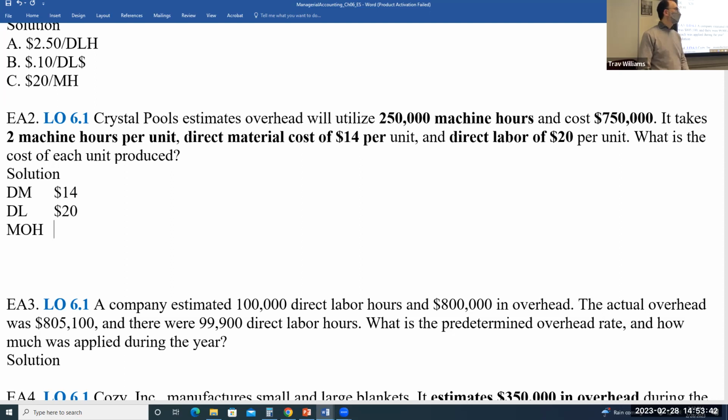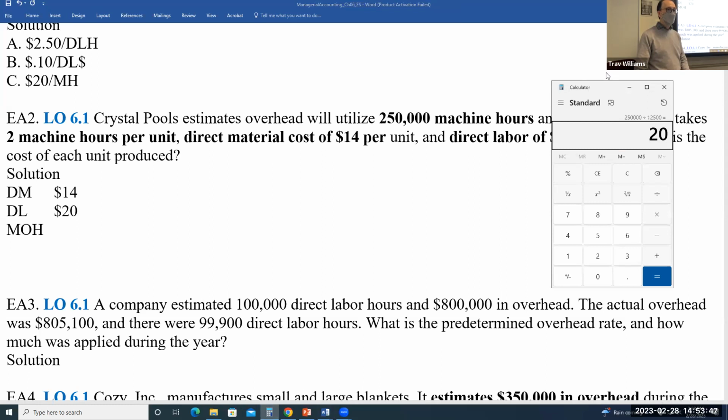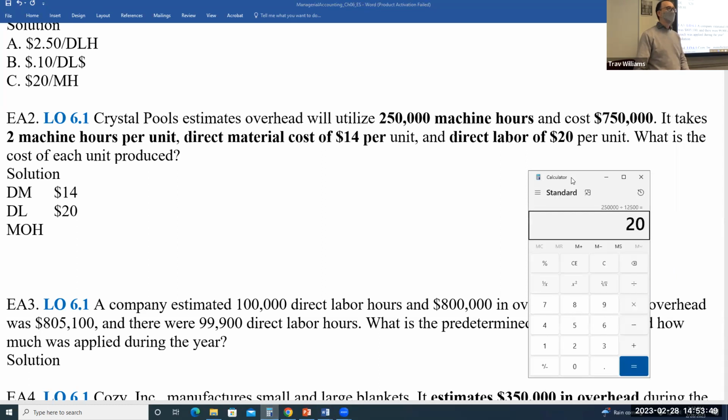Well, we have to do some calculations, don't we? But first we need our rate. Take the 750,000 of overhead divided by the 250,000 machine hours. We get a rate of $3 of manufacturing overhead per what? Per machine hour. And then how do we figure out how many dollars of overhead per unit?